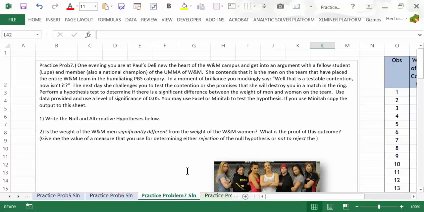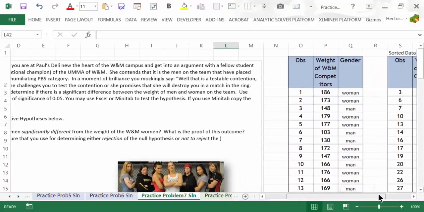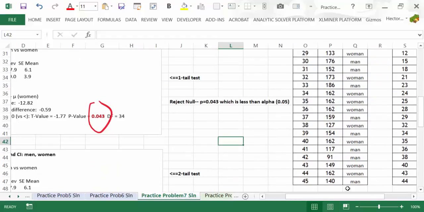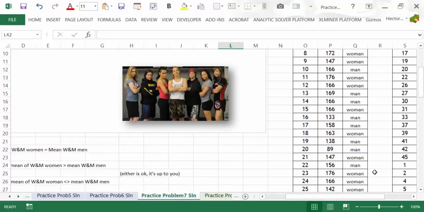So there's a discussion among the William and Mary mixed martial arts team, and there is a supposition here that the men are significantly different from the women in terms of their weight. And in fact, we do look at the data and we find that men are lighter on average than the women on the team. So here's our basic data that we had before.